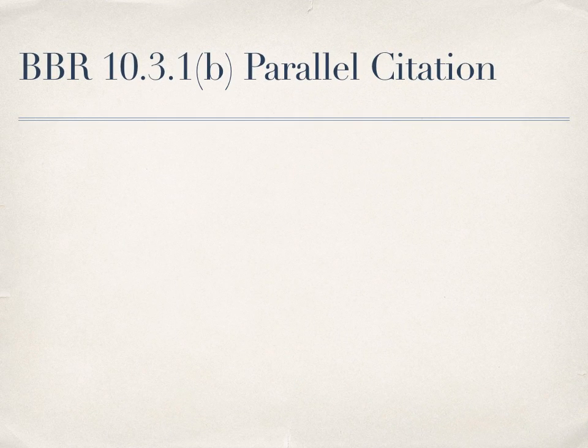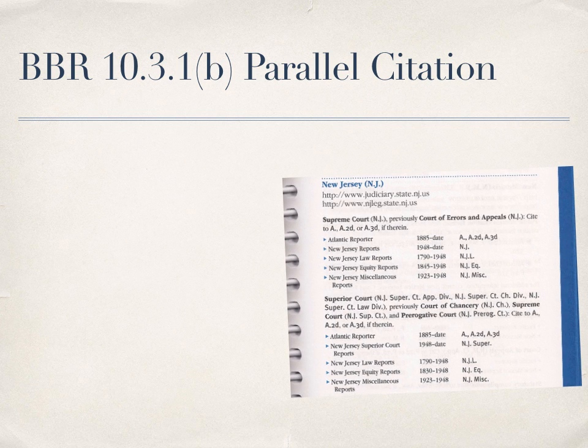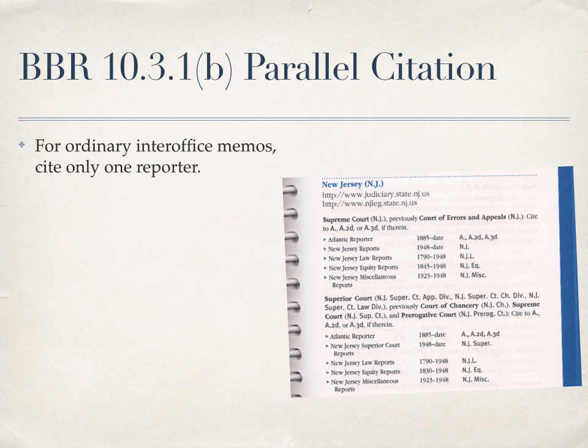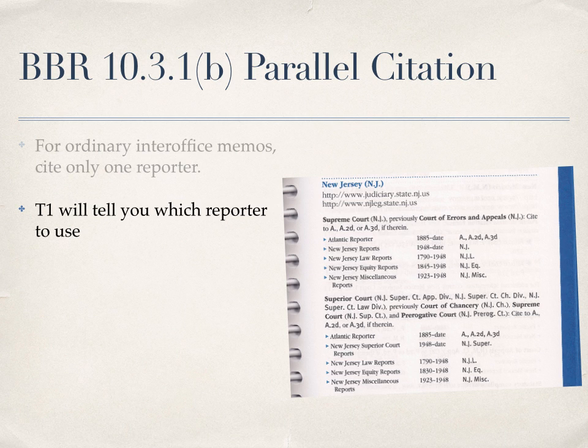Rule 10.3.1b defines parallel citation and tells us which reporter we should use in those citations. For ordinary memos, you're only going to need to cite 1 reporter. Table T1 tells you which reporter to use. The entry in T1 says to cite to Atlantic A here, Atlantic 2nd, or Atlantic 3rd if they're in.